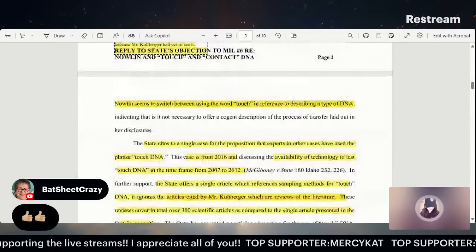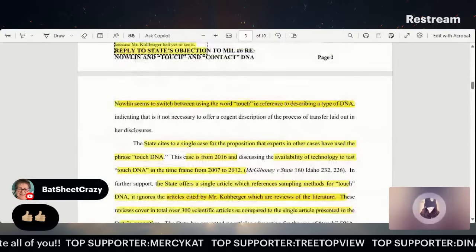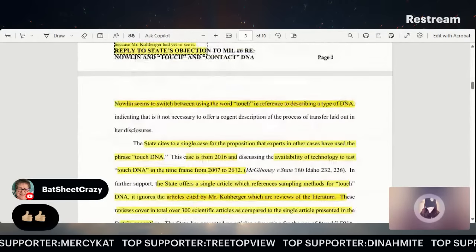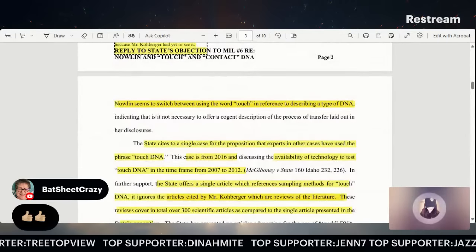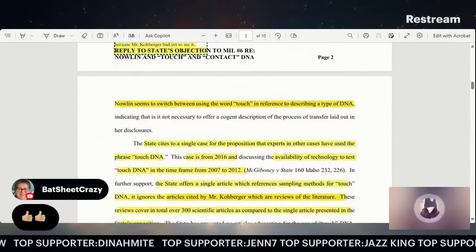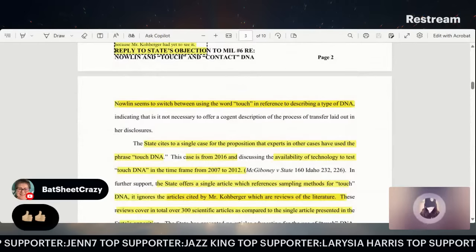Nowlin seems to switch between using the word touch in reference to describing a type of DNA, indicating that it is not necessary to offer a cogent description of the process or transfer laid out in her disclosures.